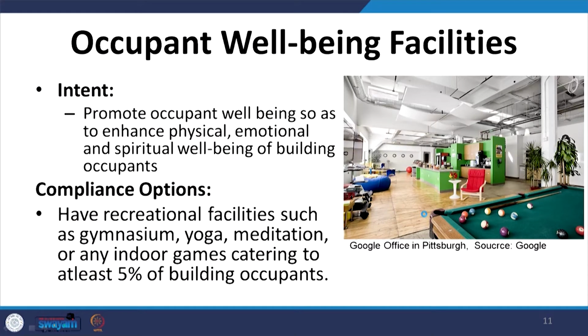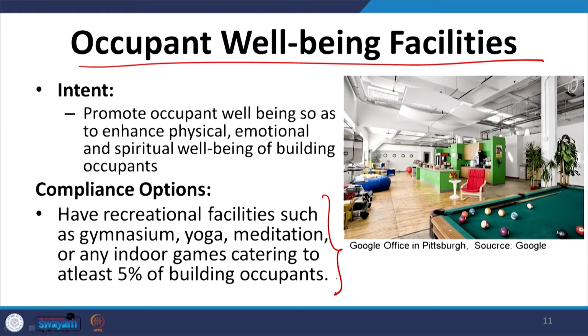In addition to these outdoor views, we have to ensure that occupants' well-being facilities are provided in multi-occupant areas, for example, large offices. The intent is again to promote the well-being of the occupants, where long sitting hours are there. As we have been discussing, they need breakout areas, recreational facilities, for example, gymnasium or yoga or meditation or any other indoor game for that matter. So, such areas are provided for at least 5% of the building occupants.